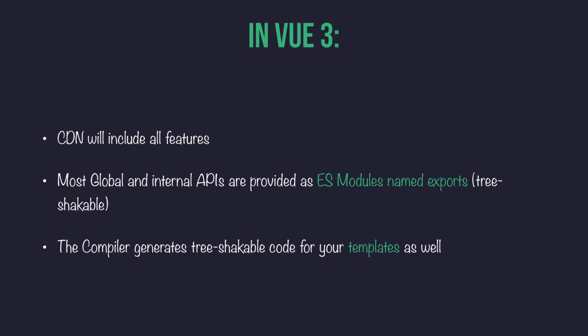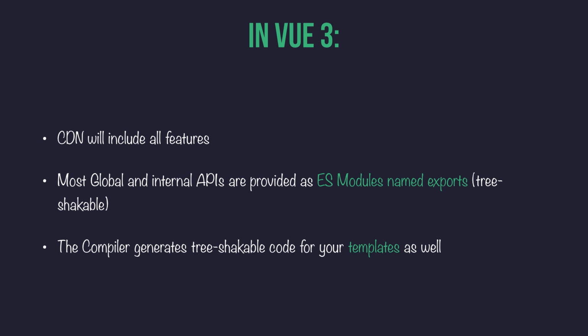But with ES modules and the modern bundlers combined with minifiers, we can now eliminate all those exports that are not used anywhere in the bundle. What's really cool is even the compiler is going to generate tree shakeable code for you in your templates as well. We'll talk about that as we get into how your templates get compiled down to render functions. We'll see an example of that in a little bit, but just knowing that the compiler underneath the hood is generating tree shakeable code for you as well is really nice to know.